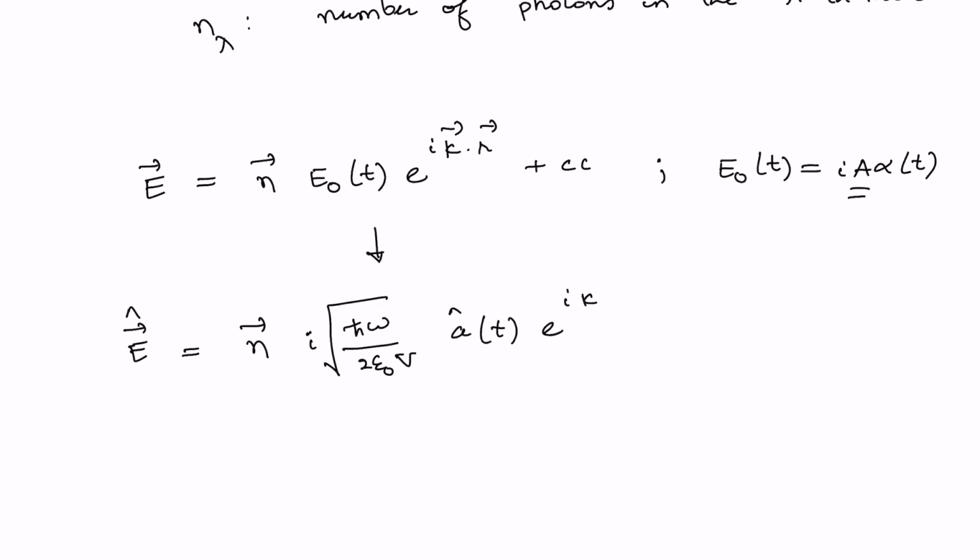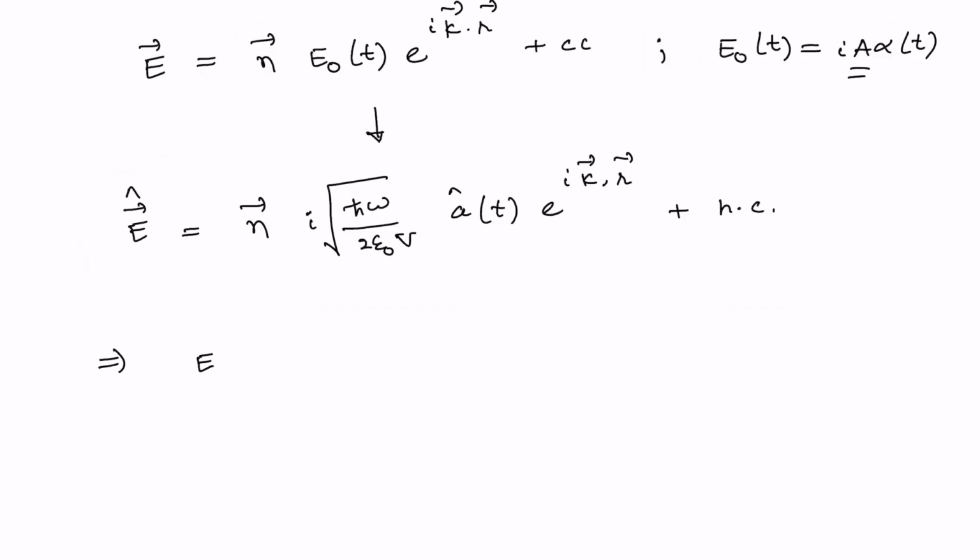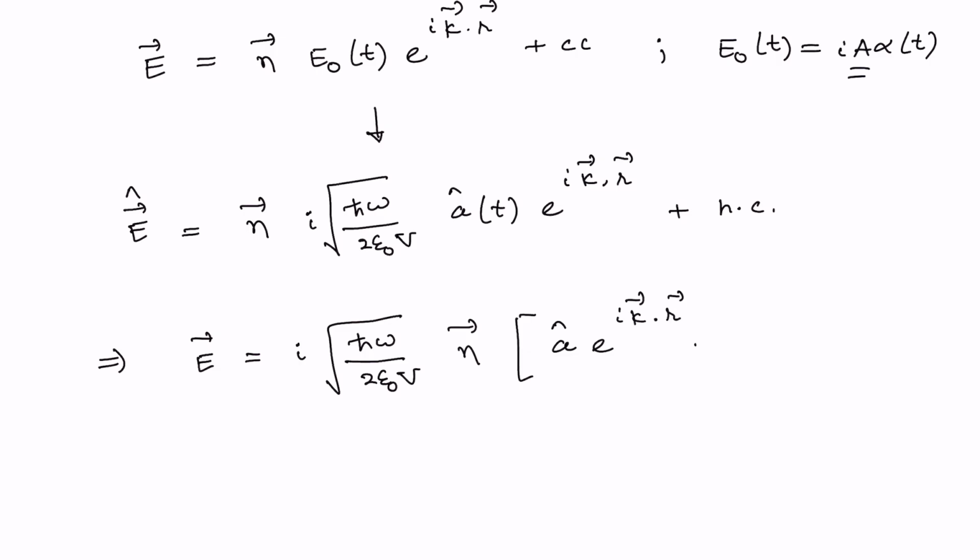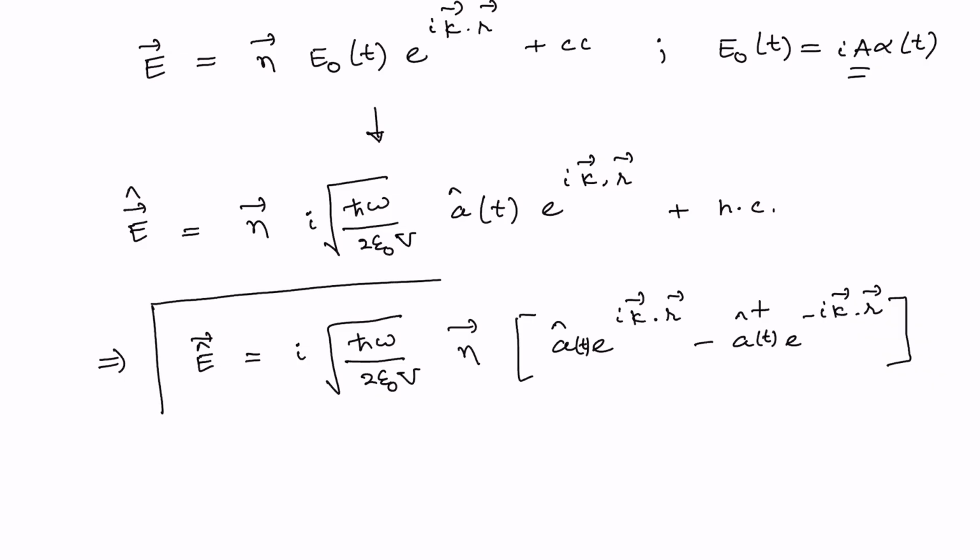You have e to the power i k dot r, and because this is quantum mechanics, the complex conjugate would be replaced by the Hermitian conjugate. Or I can write it as E is equal to i times root of h cross omega by twice epsilon 0 V, times eta, times a e to the power i k dot r minus a dagger e to the power minus i k dot r. So this is the complete expression for the electric field operator in the quantum regime.